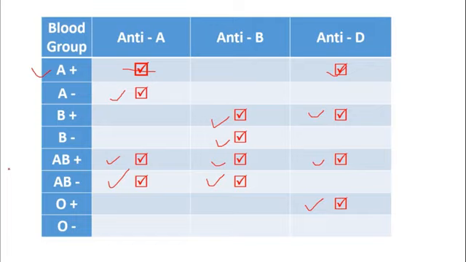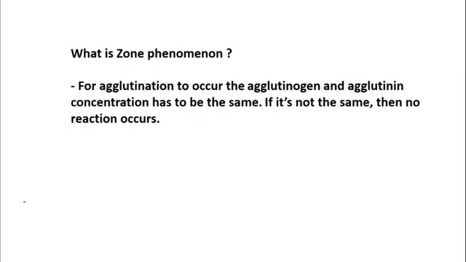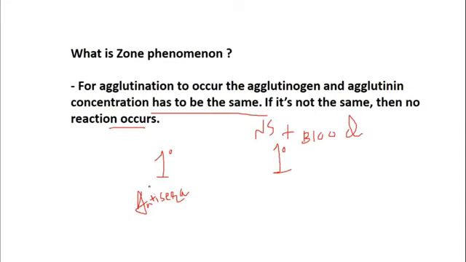So this table is the most important. Please note it down. Now what is the zone phenomenon? For agglutination to occur, the agglutinogen and agglutinin concentrations have to be the same. If they are not the same, then no reaction occurs. That's why we added 1 drop of antisera solution as well as 1 drop of normal saline plus blood solution. So that is the zone phenomenon.